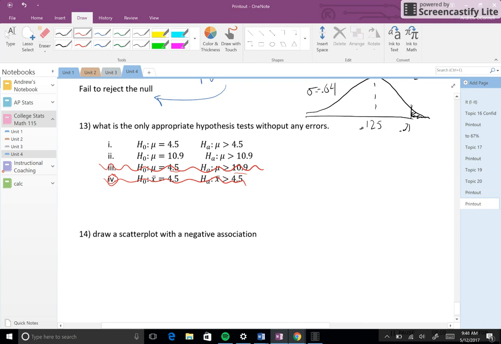I remember the problem that this was actually taken from. You had to determine whether 4.5 or 10.9 was from a population or a sample. Since I didn't give you the context this time, both of these could feasibly be right. But if the problem said that 4.5 was from a sample and 10.9 was from the population, then I'd be able to eliminate the first one.